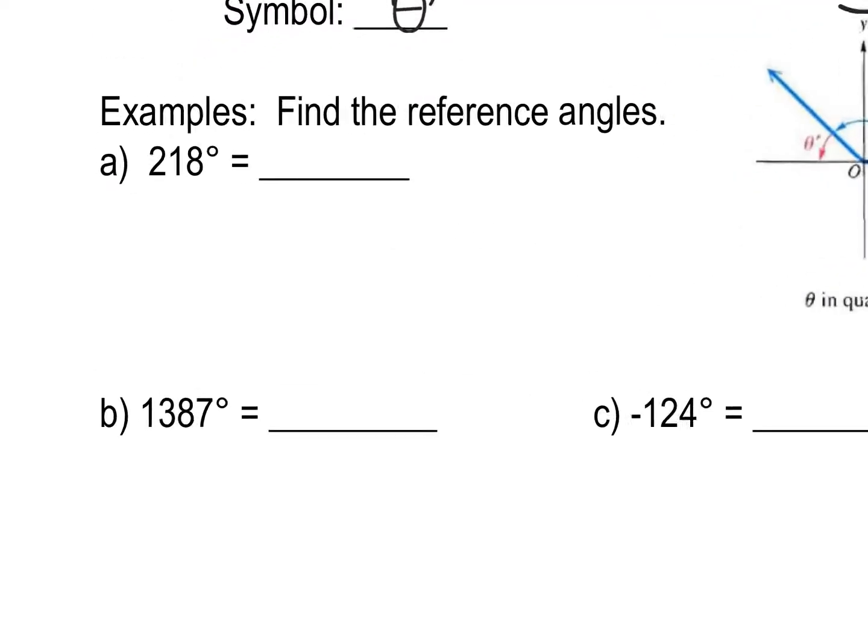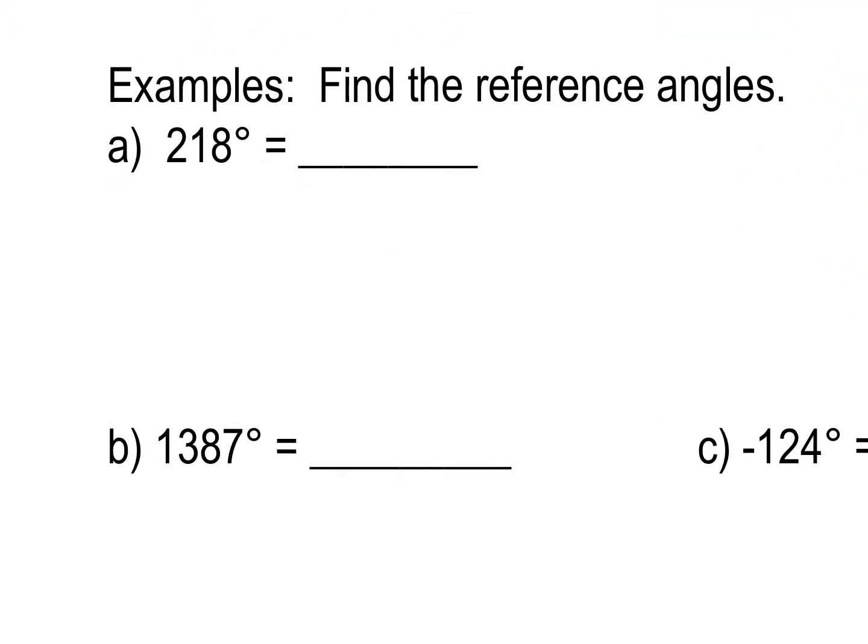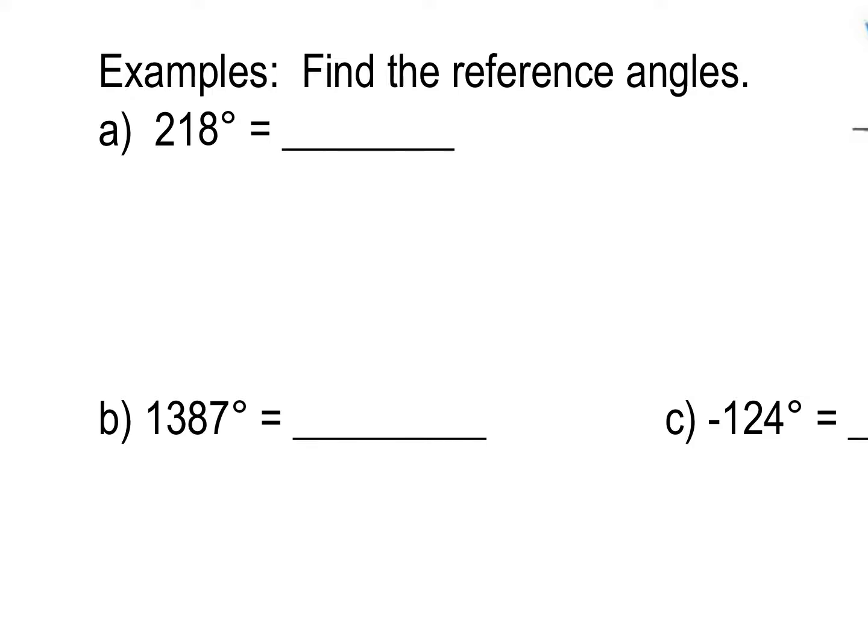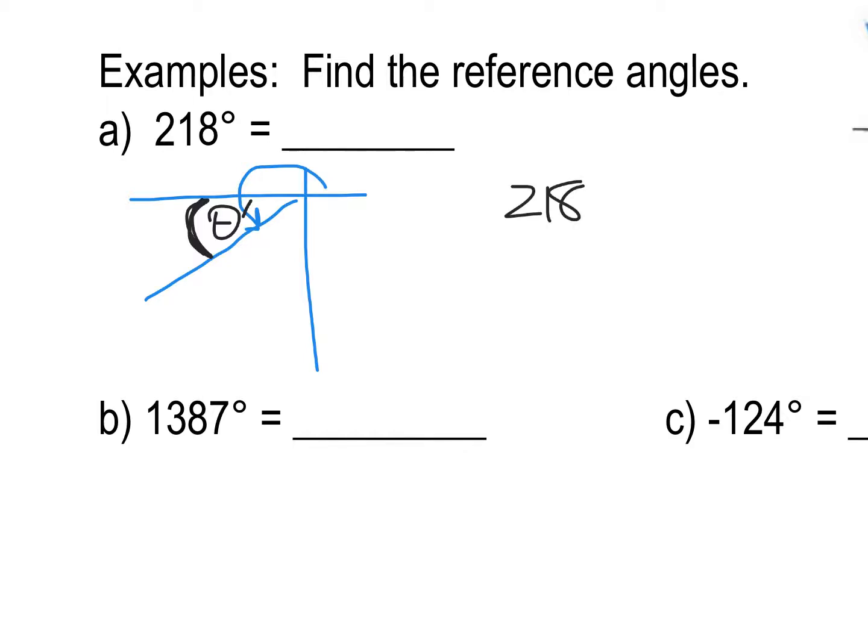Okay, so very first example, 218 degrees. So what does that look like? It's going to be in quadrant, what would that be, 3. So I'm going to draw quadrant 3. 218 degrees looks something like that. But my theta prime, what I'm looking for here, my reference angle, what is that? And so 218 degrees all the way around is past 180, but I want to know how different it is from 180. So you're doing 218 minus 180, and that gives you 38 degrees. So that's the reference angle.